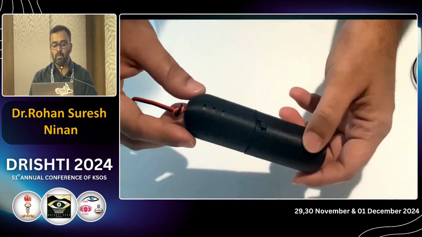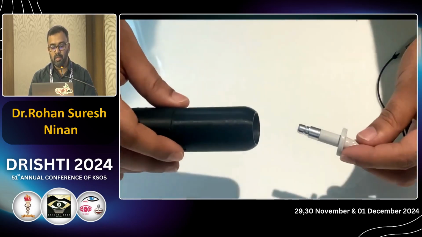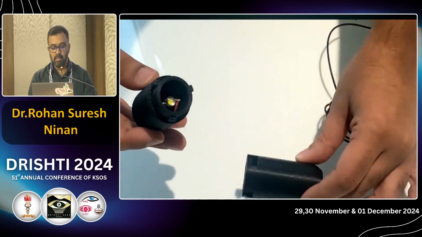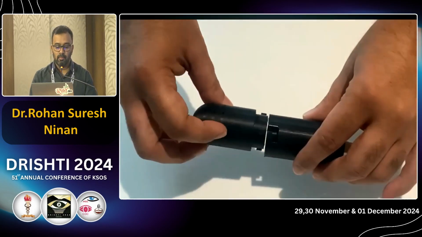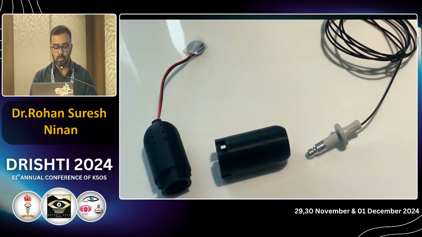The video shows how easily the device can be removed. To one end, you insert the endoilluminator head, and the other holds a light source. But the problem was the illumination was a little low.